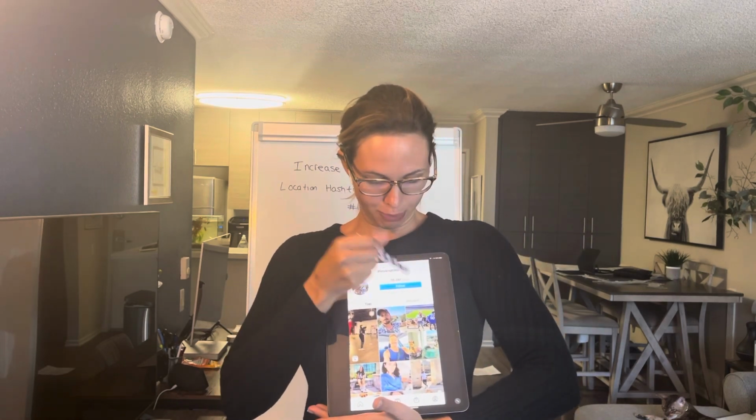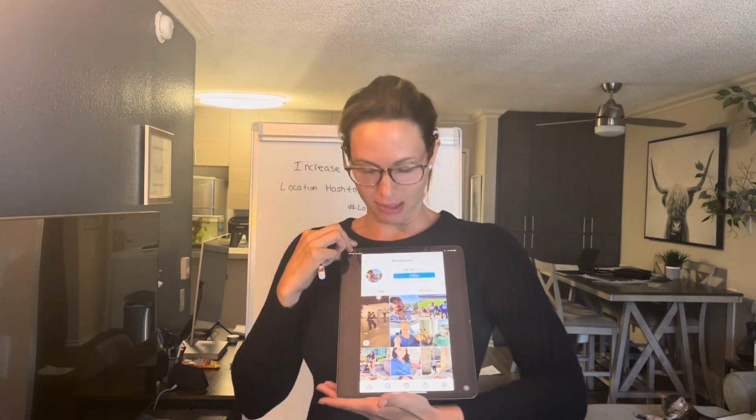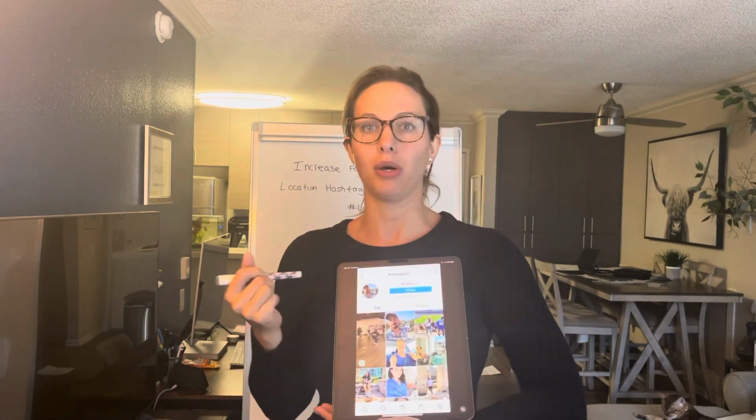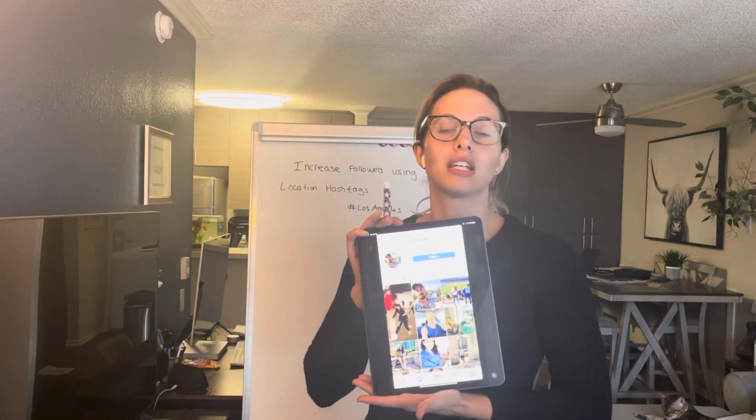So I'm just going to show you guys. I'm going to put in hashtag Los Angeles. This is a location hashtag. Something you're going to notice immediately is there's 76.2 million posts. So what does that mean? It means between the top posts and the recent posts, 76.2 million posts include the hashtag Los Angeles.